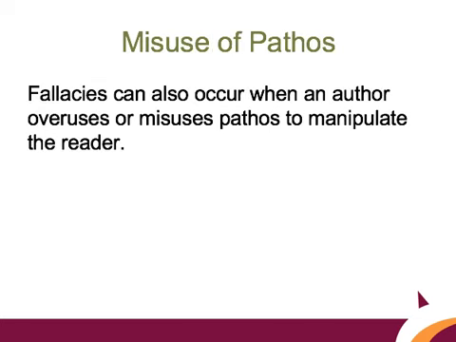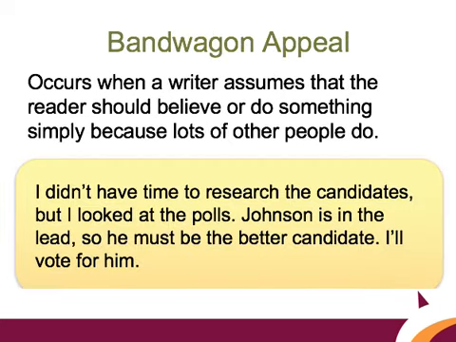Okay, misuse of pathos. These kinds of fallacies happen when an author overuses or misuses pathos to manipulate the reader. Again, pathos is an appeal to emotions, right? So an improper appeal to the emotions. A bandwagon appeal occurs when a writer assumes that the reader should believe or do something simply because a lot of other people do it, right? Obviously, this isn't necessarily true. Just because everybody else is doing it doesn't mean you should be doing it.